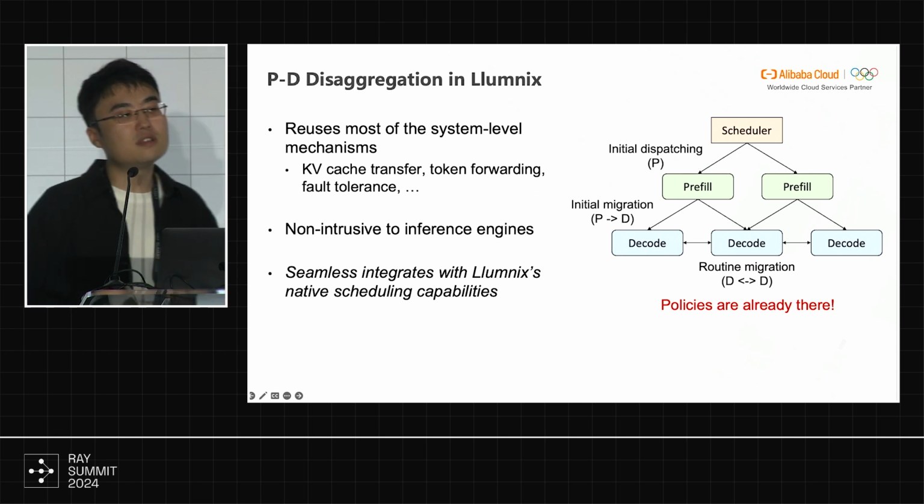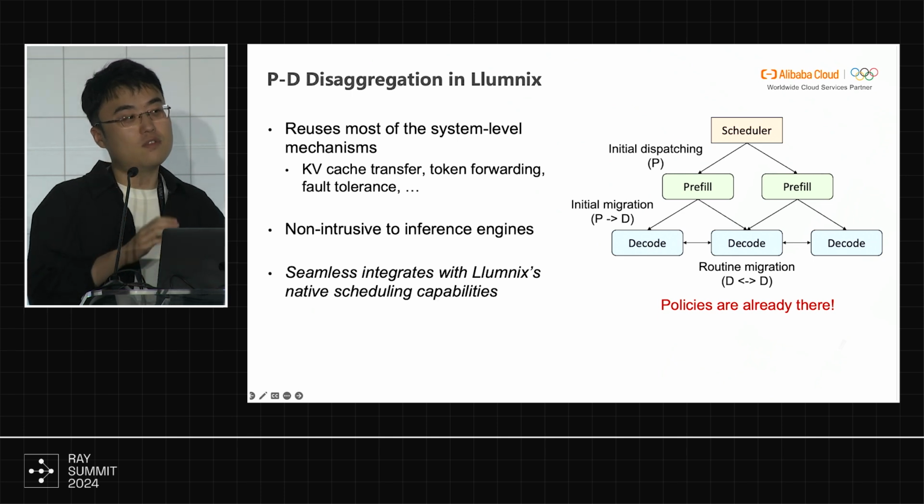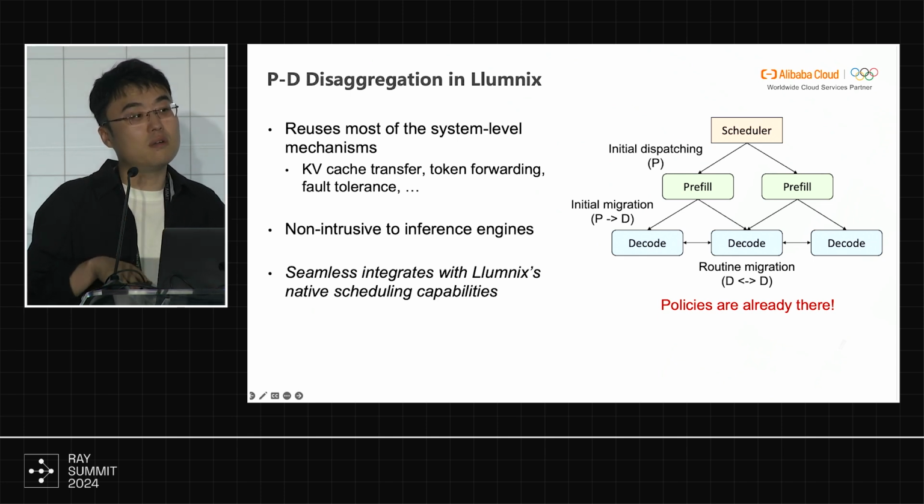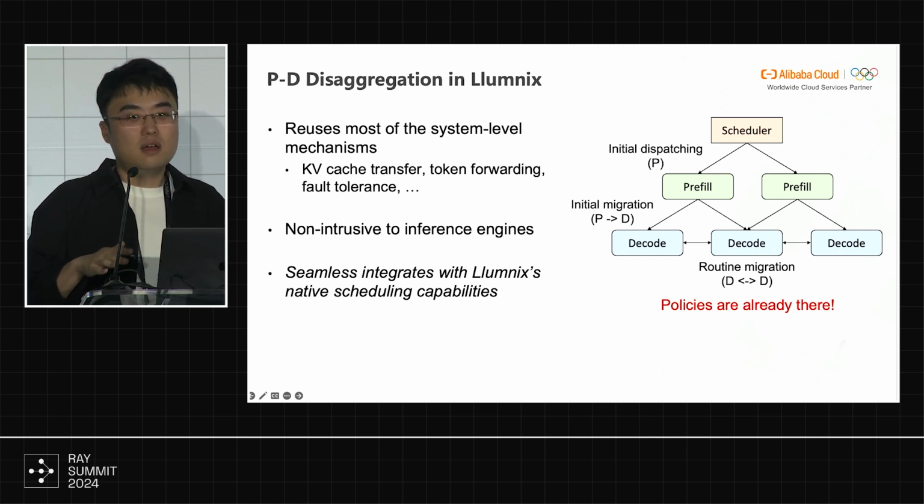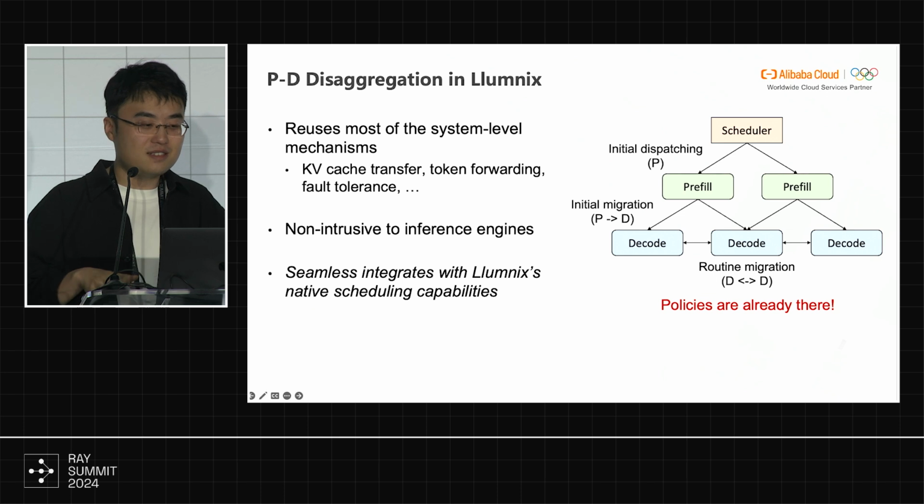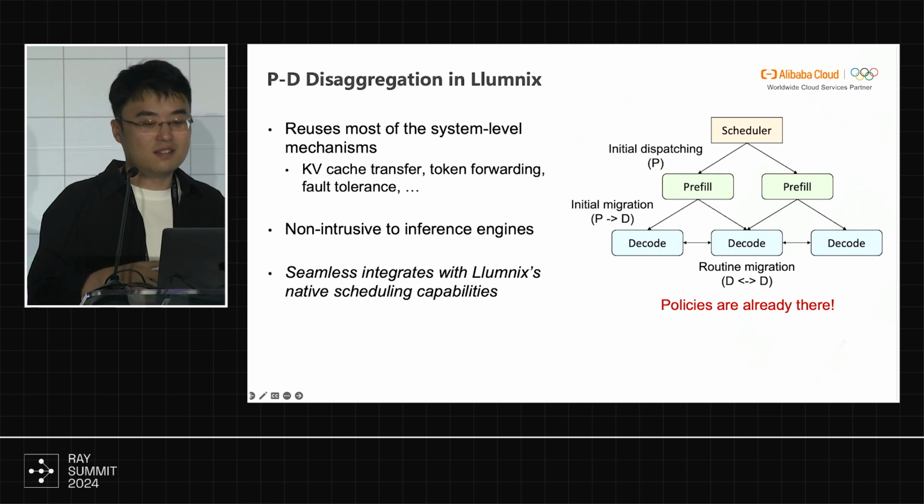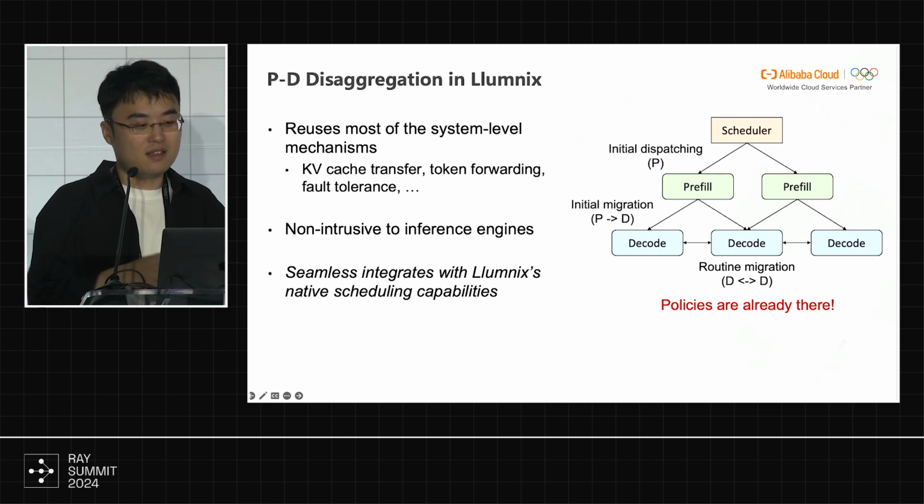So the question is about the assumption of the inference engines regarding the hardware or GPUs. Llumnix is a scheduling system built on top of inference engines. If the inference engines need to access all the GPUs, then we do not add more assumptions than the underlying inference engines. So, yeah.